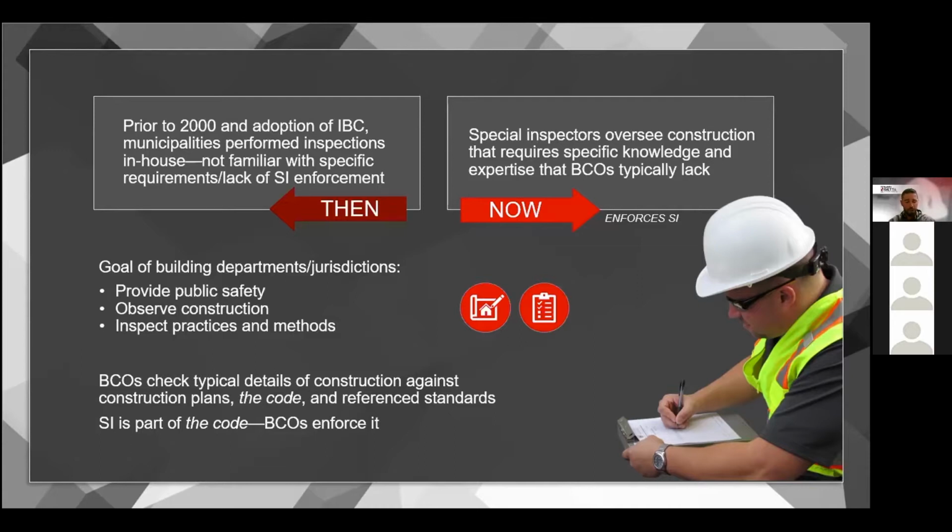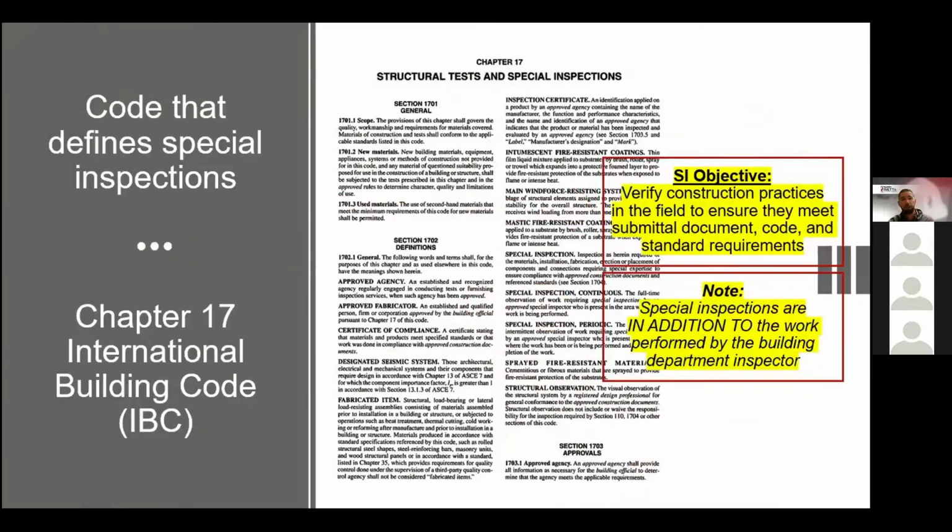I'm going to just read this one because this is a good one. The SI role is to oversee construction that requires specific knowledge and expertise exceeding the level of scrutiny the building department is responsible for, whether that's due to limitations of time or specialized expertise of critical structural elements. Essentially, the point is that special inspections is a code and it's a requirement, and it's the building official's job to enforce that code. So that code is the International Building Code.